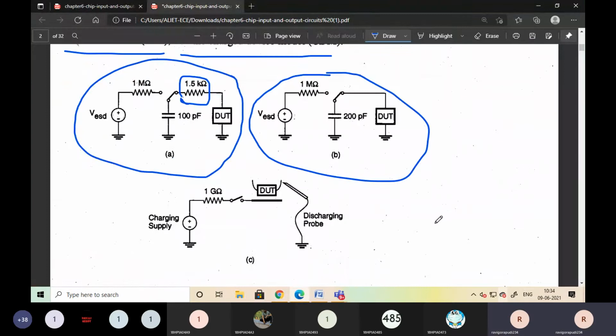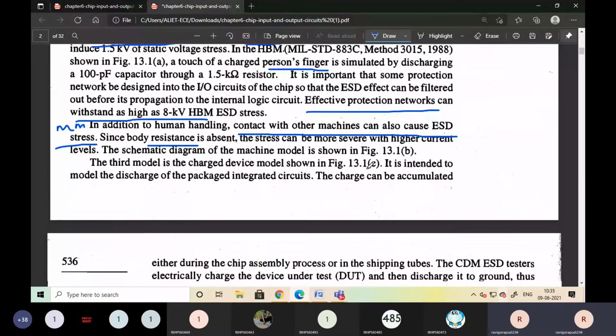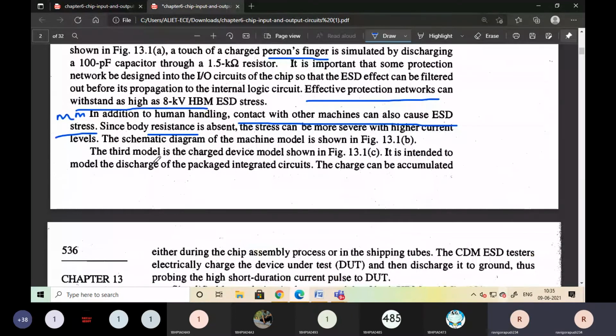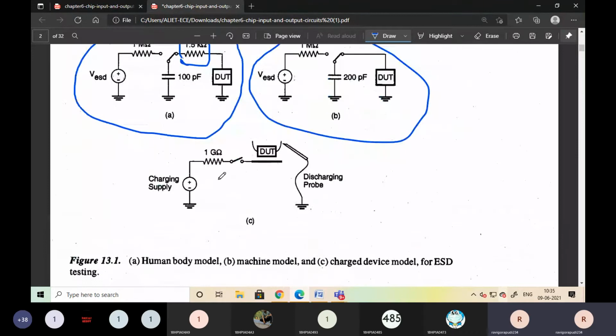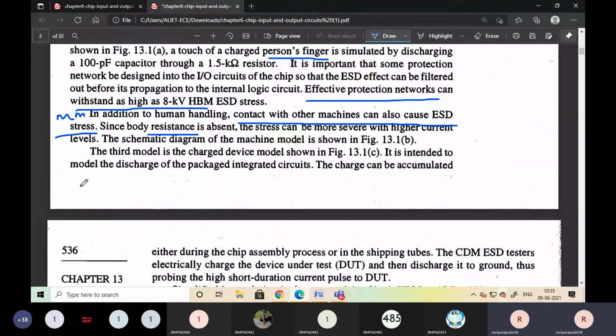Completed. Second one. By using this method, we can bypass the ESD, whatever we get. Third one. The third model is the charged device model. Charged device model shown in figure 13.1c. Okay, this is the third one. It is intended to model the discharge of the packaged integrated circuit. Okay, packaged integrated circuit.